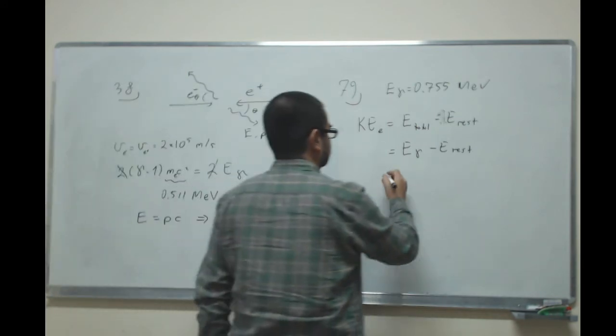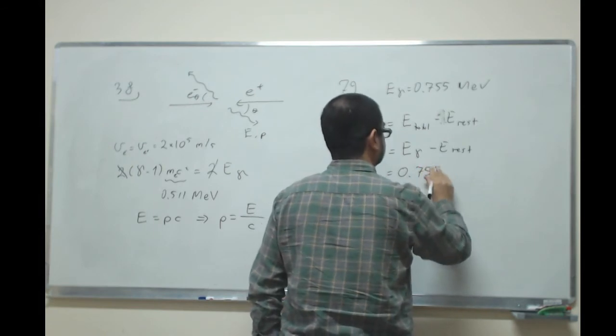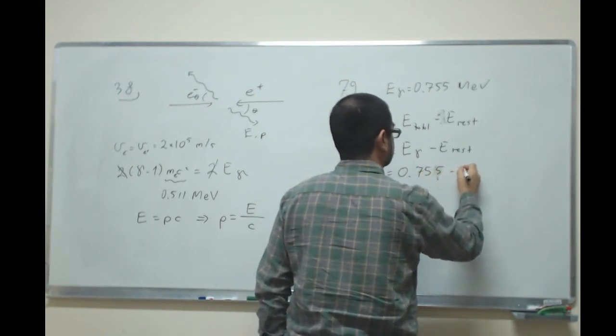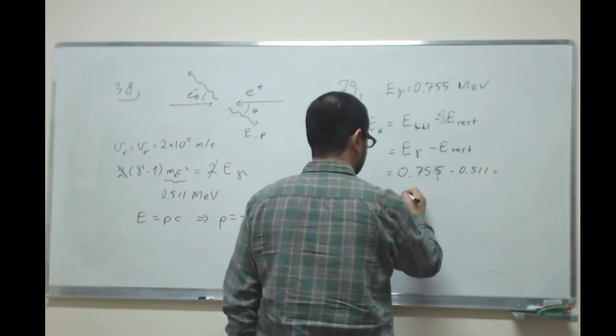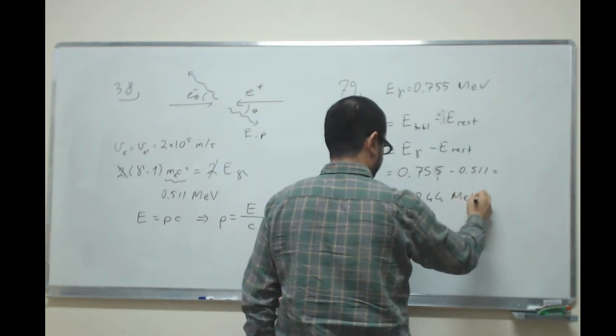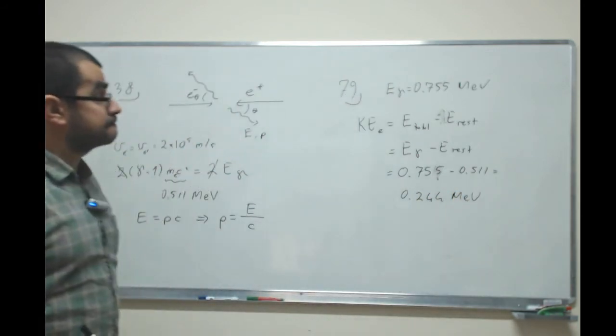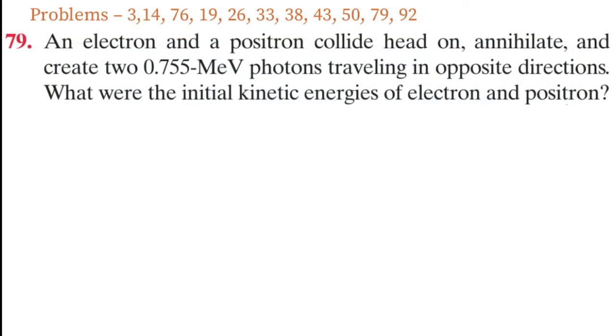So the kinetic energy of the electron is going to be 0.755 minus 0.511, which gives 0.244 MeV. Okay, so this was the kinetic energy of the electron and the positron. As I said, this is very, very similar to the previous problem, but you can obviously ask the problem in two different ways.